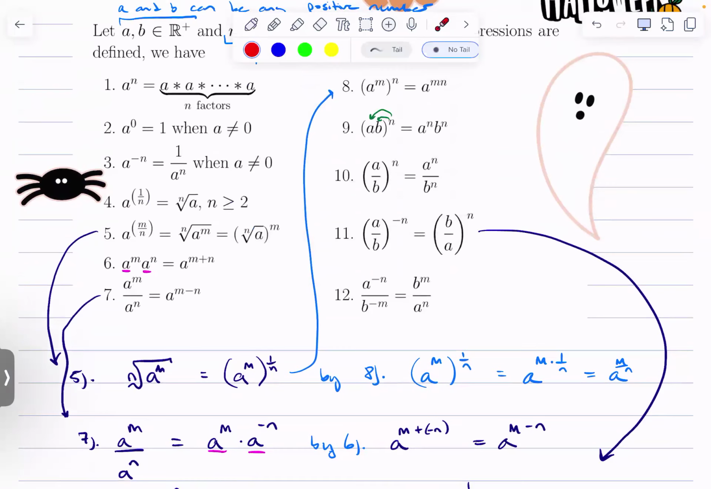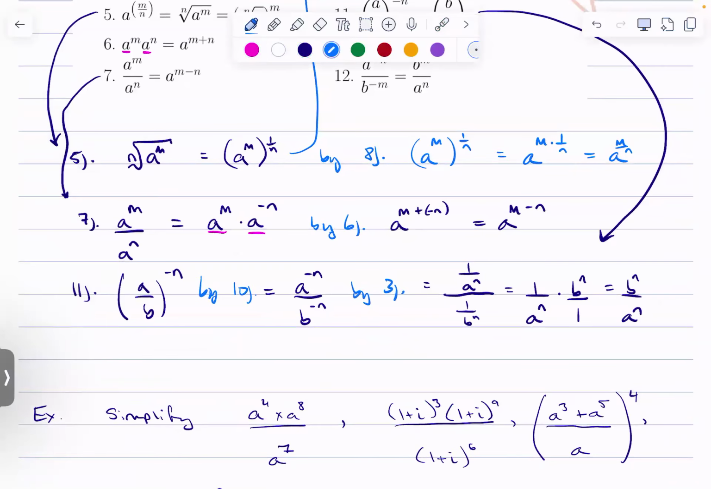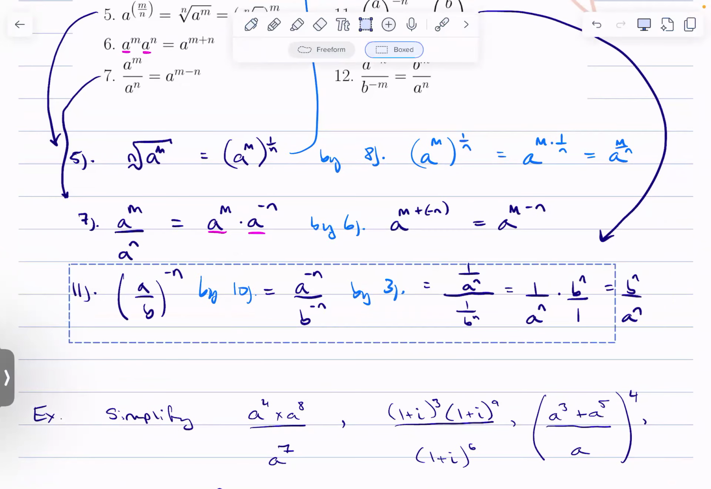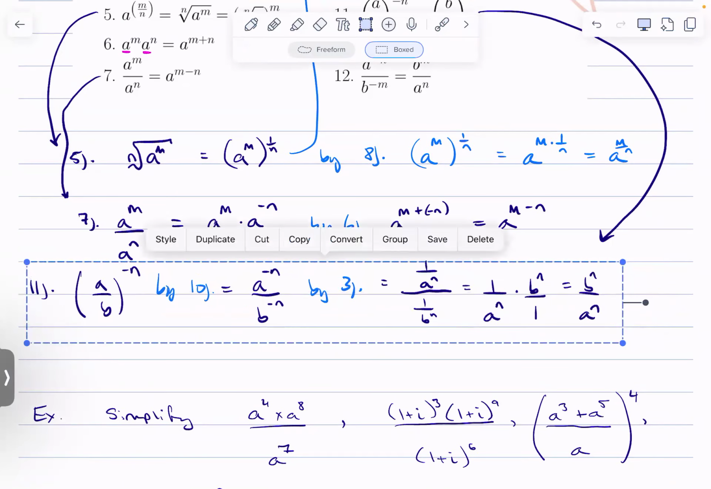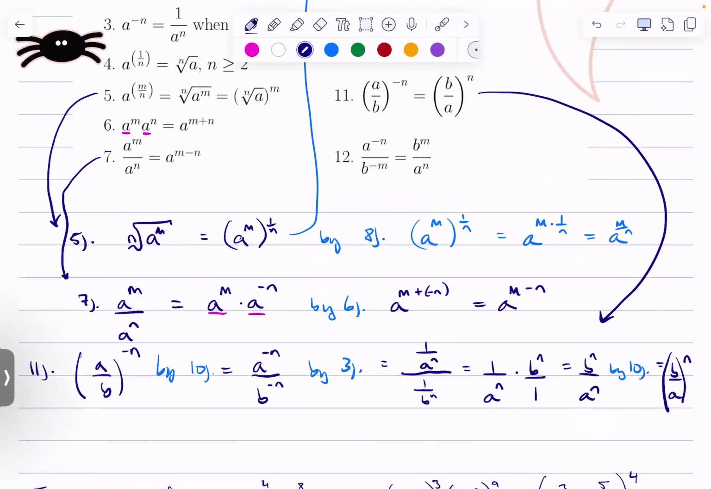And then, moving in the reverse direction of 10, by 10, what can I do? I can pull this n outside and simplify it. By 10, this becomes b over a to the n. So we need to be really flexible moving between these properties.